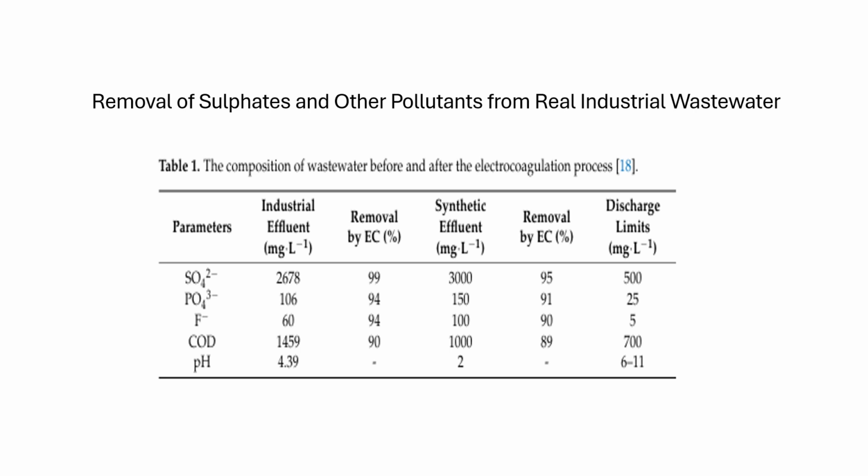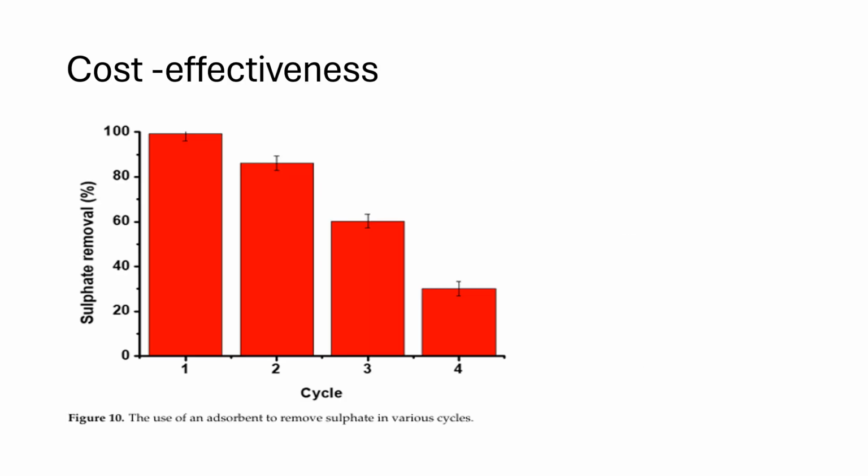We see that a staggering 99% separation of sulfates from industrial effluent was achieved, and a high separation of 95% was obtained from the synthetic effluent. The adsorbent can be used through 4 cycles. It is cleaned with deionized water and dried for a period of 4 hours. This demonstrates the recyclability of the adsorbent, which minimizes wastewater treatment costs.